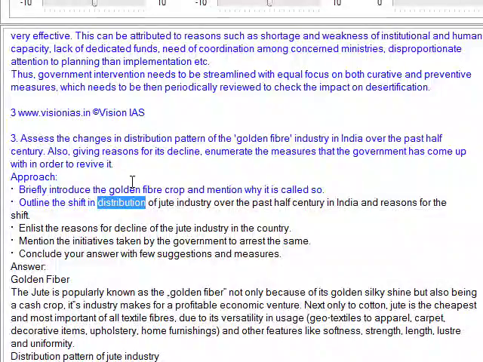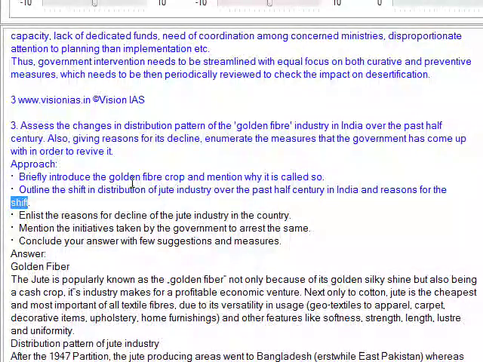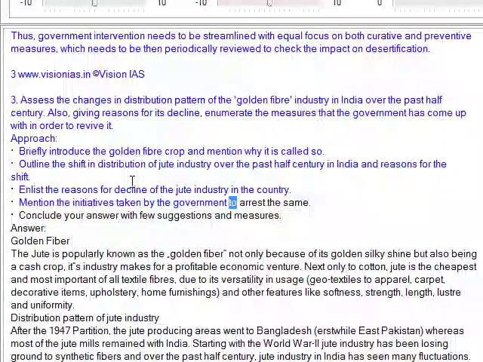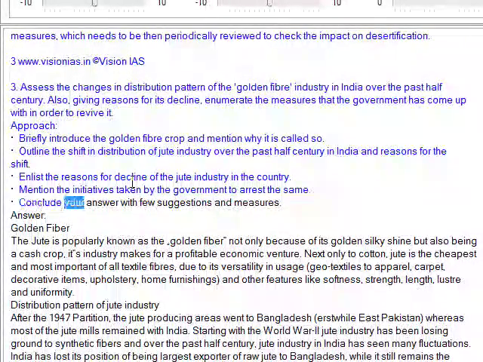Outline the shift in distribution of jute industry over the past half-century in India and reasons for the shift. Enlist the reasons for decline of the jute industry in the country. Mention the initiatives taken by the government to arrest the same. Conclude your answer with a few suggestions and measures.